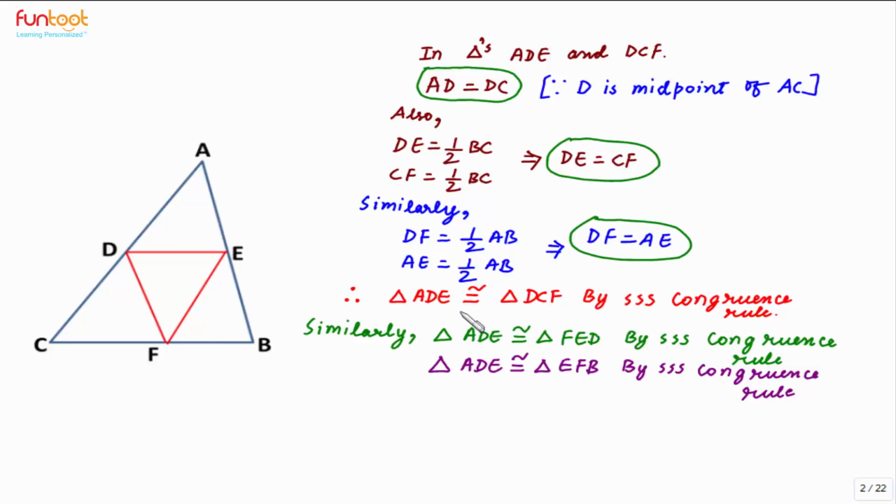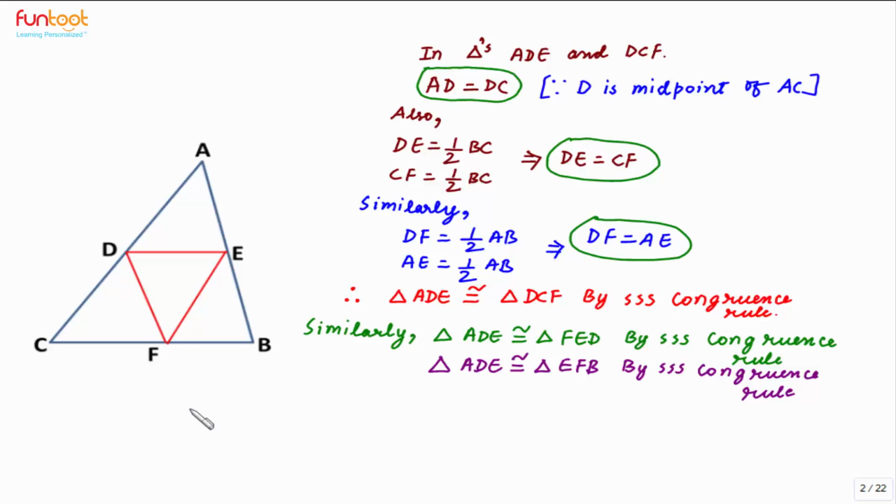So here we have triangle ADE is congruent to triangle DCF, triangle ADE is also congruent to triangle FED, and triangle ADE is also congruent to triangle EFB. That means all the triangles are congruent to each other. And when all the triangles are congruent to each other, their areas will also be equal.